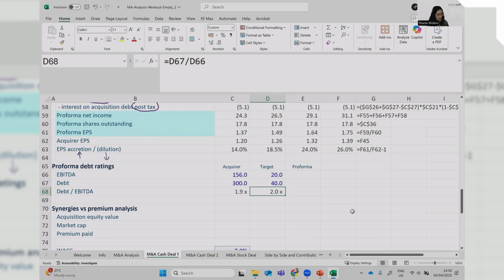Let's look for the combined entity. So pro forma, remember pro forma meaning after the deal. We need to take the new debt into account, and we also need to look at the impact on the earnings as well, right? So if we first look at the EBITDA, do we agree? I'm going to have afterwards combined business, acquirer's EBITDA, plus the target's EBITDA, plus, don't forget about our synergies. That's not built into the 156 and the 40.